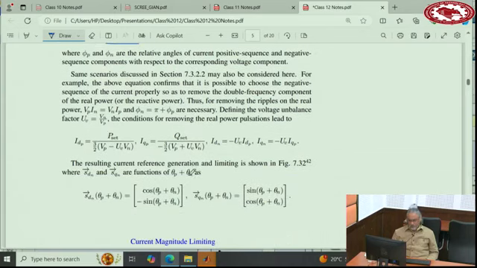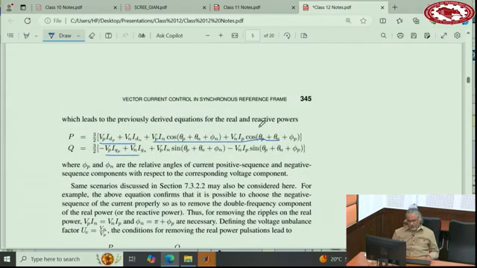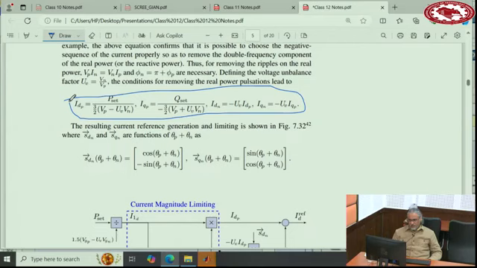The study I have done, just to keep it simple, is the case that we want to remove the pulsations of the real power. So for removing the pulsations of the real power, these are the conditions: to achieve set point of the real power, to achieve set point of the reactive power, and to remove the pulsations of the real power. So if you supply this amount of negative sequence with this direction, then you can remove the pulsation of real power.